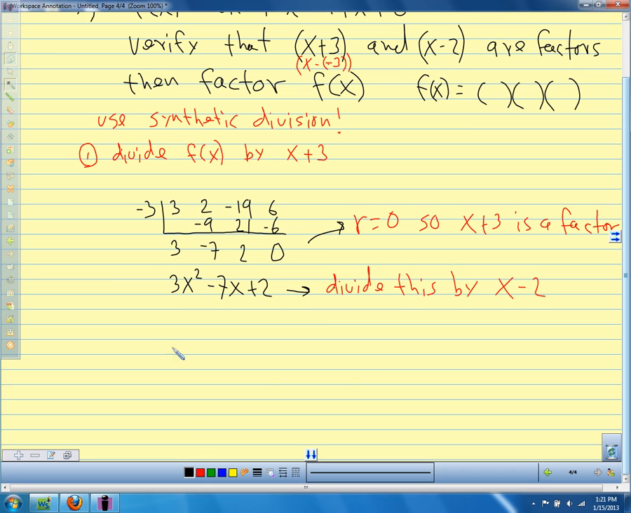So we'll write our decreasing powers of x: 3, negative 7, and 2. And this is set up, I have x minus 2, so I'm going to write a 2 in front. Bring the 3 down. 3 times 2 is 6. I get a negative 1. 2 times negative 1 is negative 2. And my remainder is 0 again. So r equals 0. So x minus 2 is a factor.